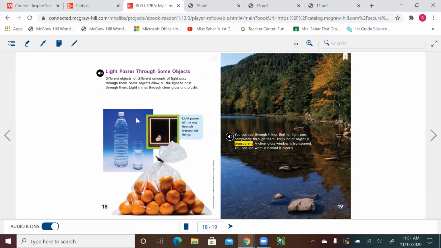And as we see, this is transparent, like the clear bottles or the water or the clear plastic bag or the windows where we can see the cat.